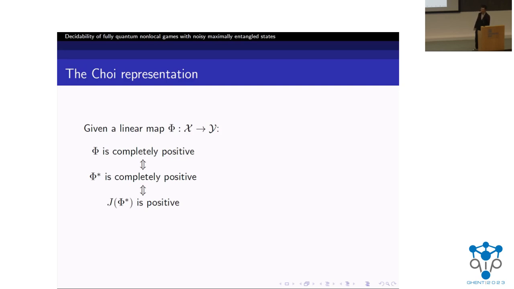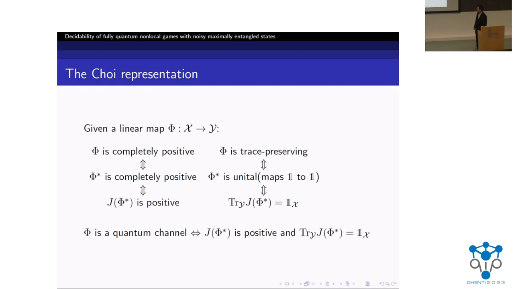Given a quantum channel, the Choi representation of its adjoint has nice properties. In detail, given a linear map phi from the space X to Y, phi is completely positive is equivalent to phi star is completely positive, and it is equivalent to J phi star is positive. Also, phi is trace preserving is equivalent to phi star is unital. Here, unital means it maps the identity to the identity. And it is equivalent to trace out Y from J phi star is the identity matrix. Overall, phi is a quantum channel is equivalent to J phi star is positive, and the trace out Y from J phi star is the identity matrix.